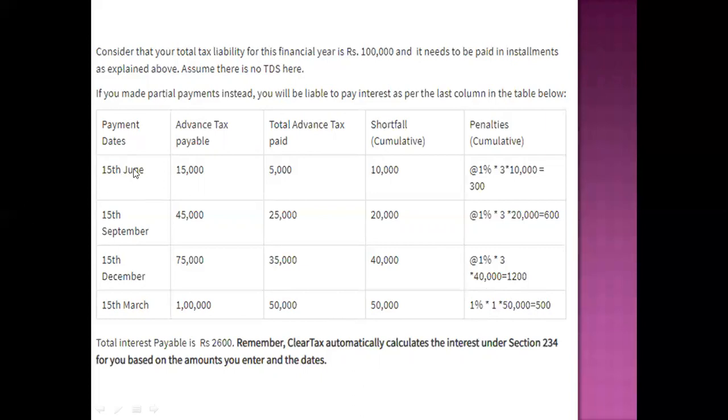So is that clear? 3 months, 3 months, 3 months, and then the last installment case, that is 1 month. So the total penalties are 300 plus 600 means 900, plus 1200 means 2100, and 500 more makes 2600. So this interest payable will be rupees 2600. This total thing happened under Section 234A.